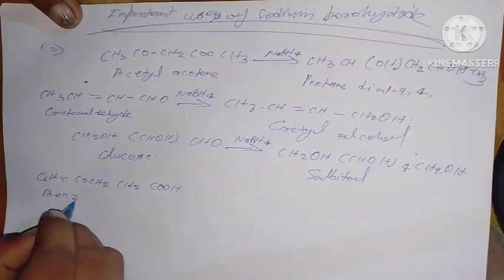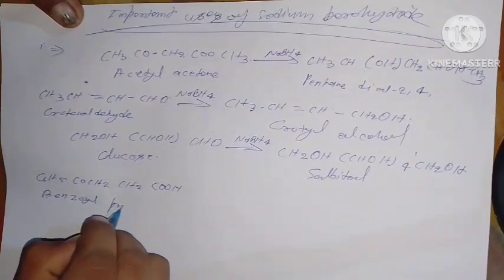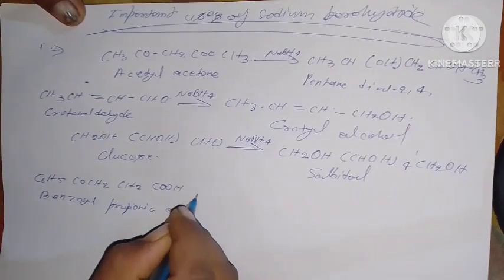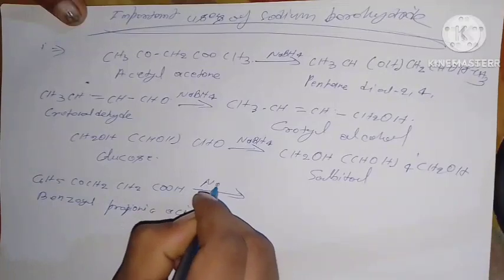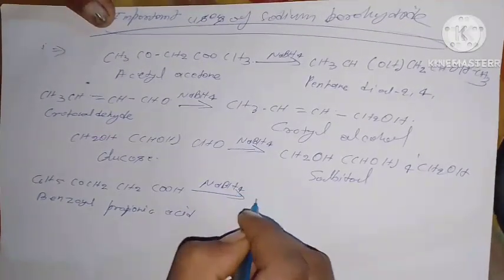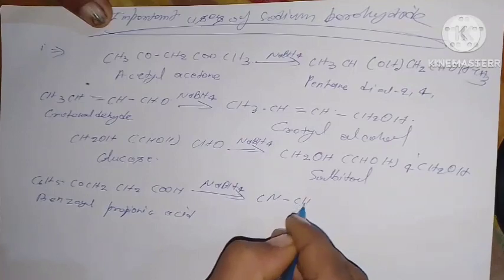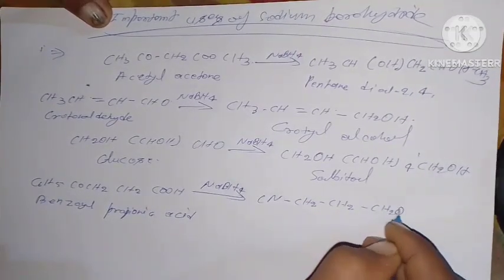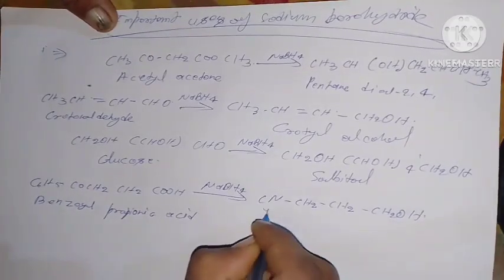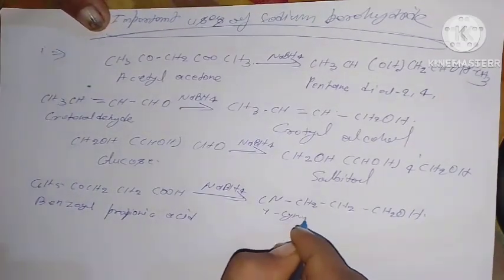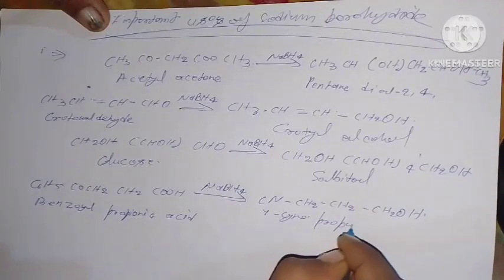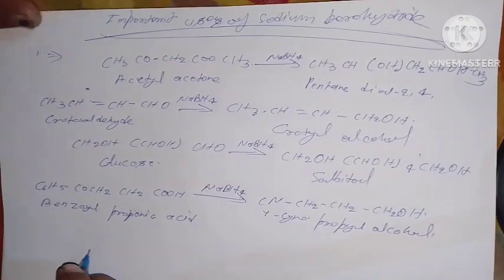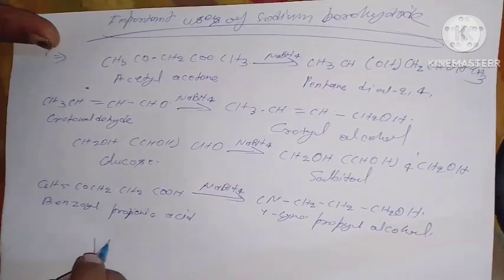This is benzoyl propionic acid. Benzoyl propionic acid with NaBH4 gives the hydroxy acid. Next, NCCH2CH2CH2OH. This is gamma cyanopropyl alcohol.